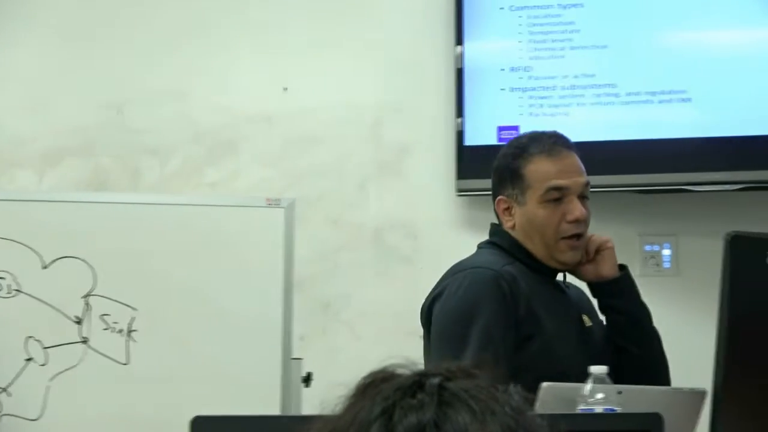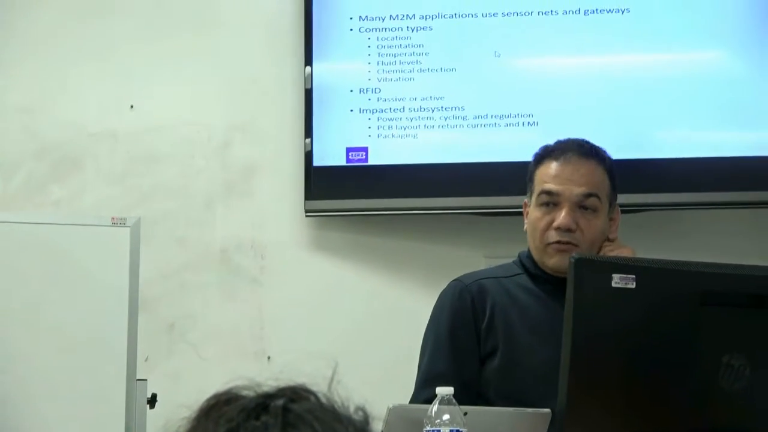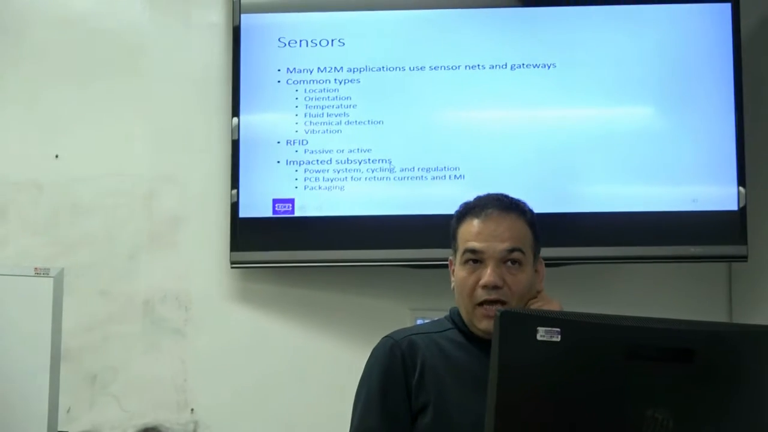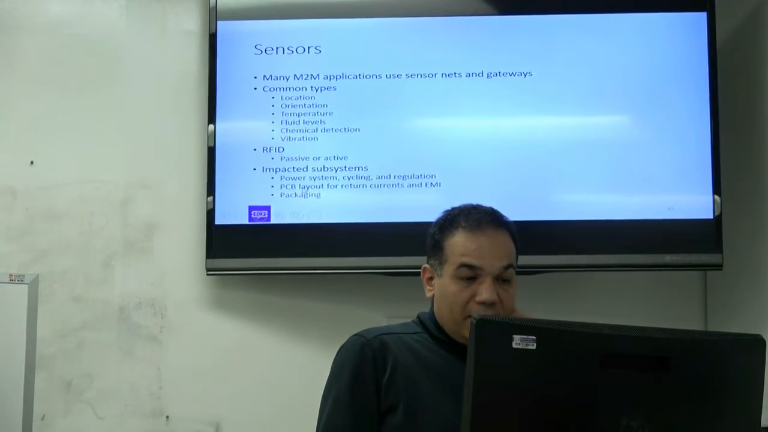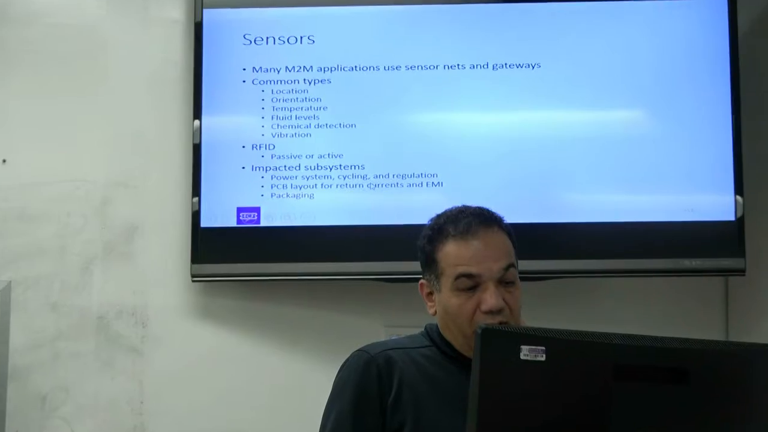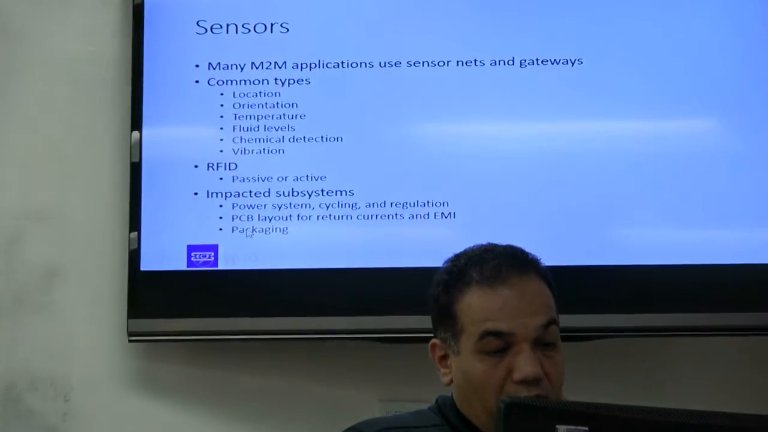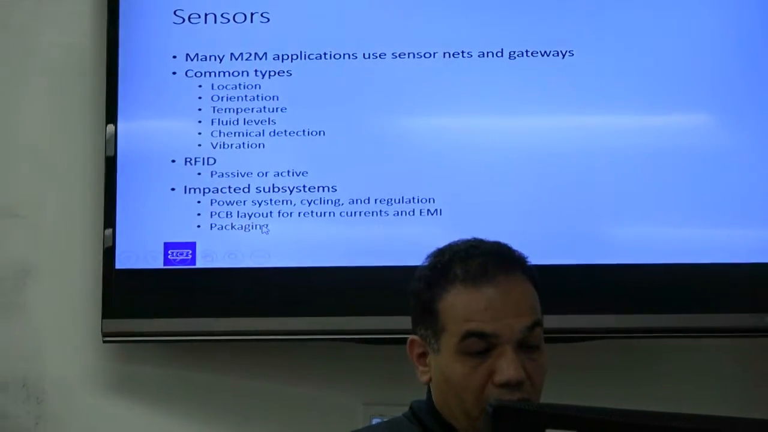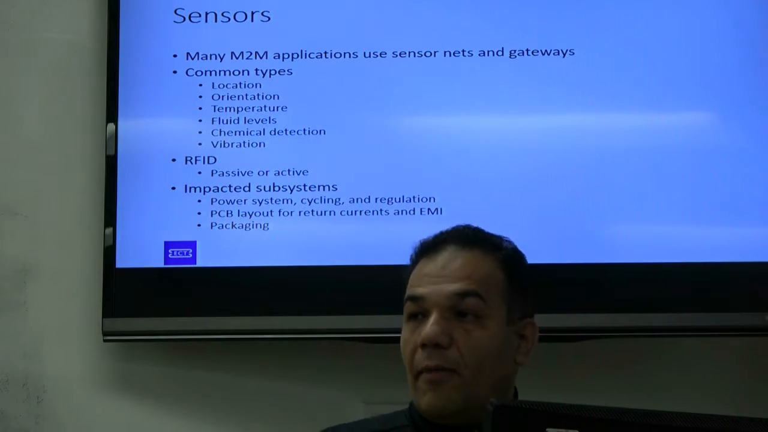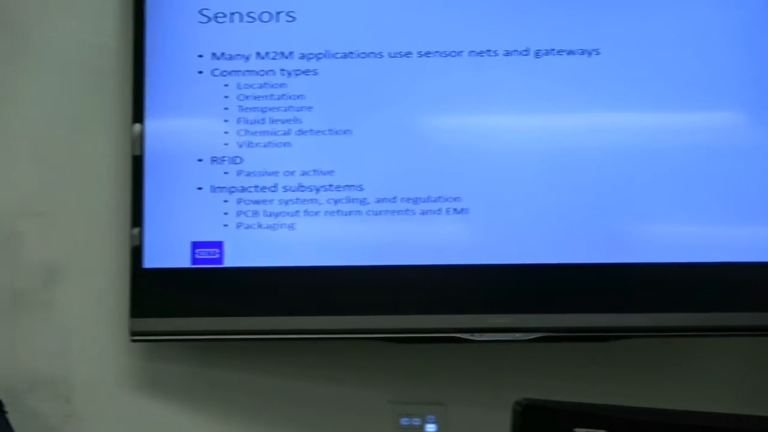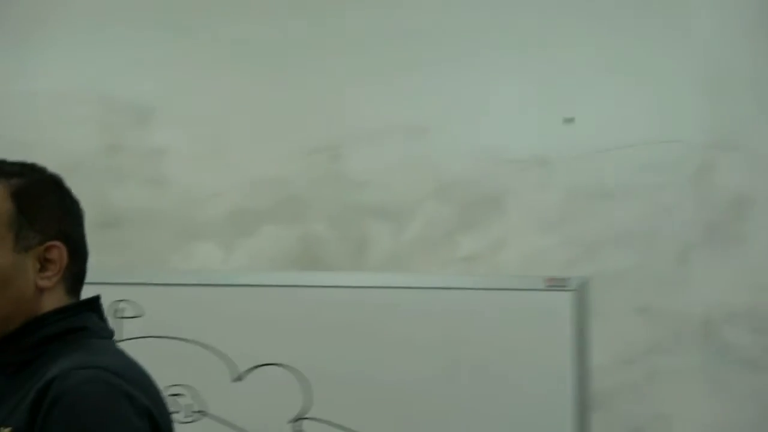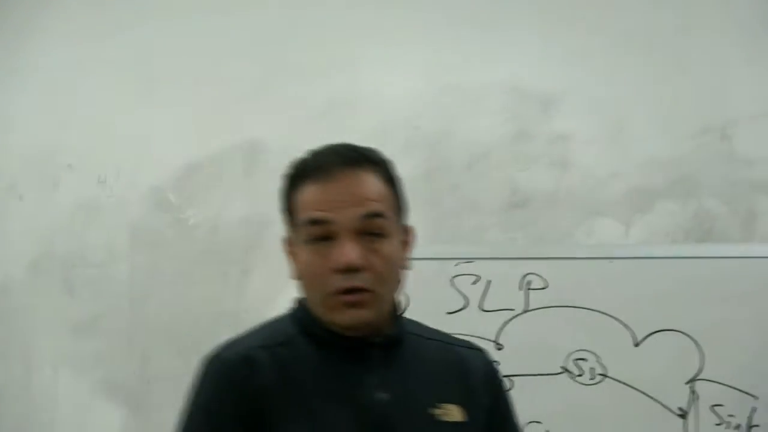Right? Okay, RFID, passive or active. It could be passive and active. That's what you're going to work on in this class, all right? Impacted subsystems: power systems, cycling, and regulations. PCB layout for the return current and EMI. What is EMI? Electromagnetic interference. That's a big issue in many networks and all of that.